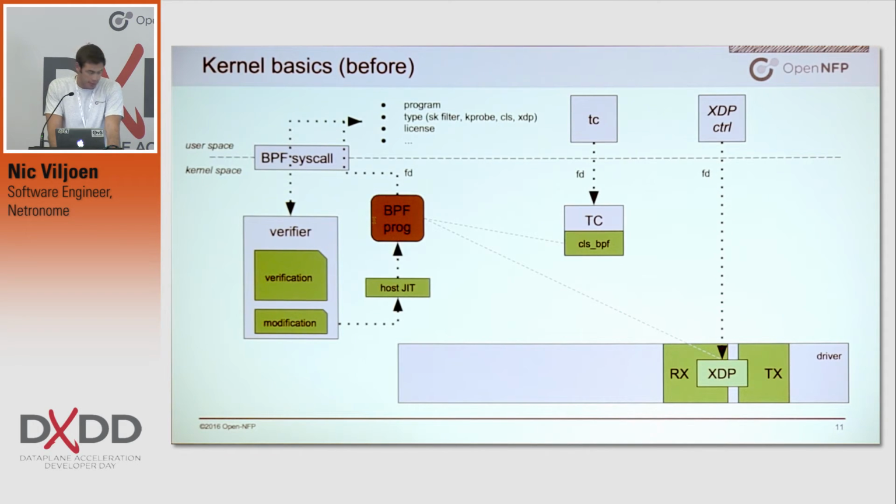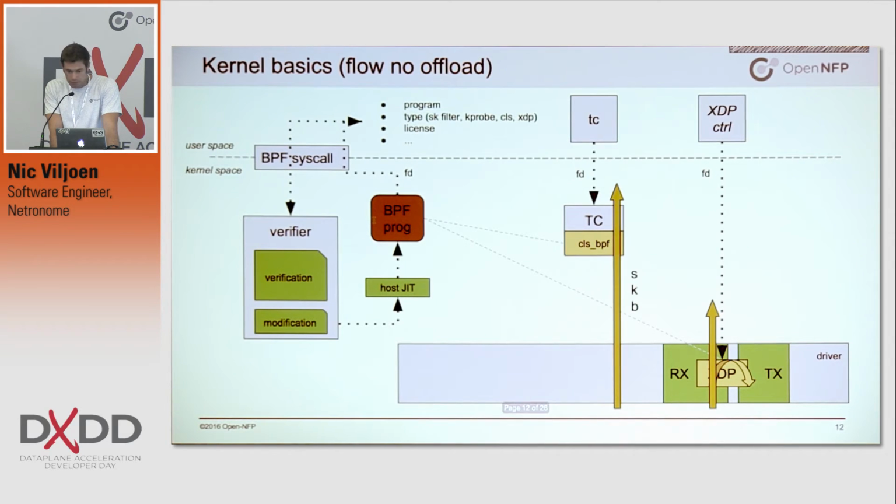So you had XDP, where you could run eBPF programs. You had TC, where you could run eBPF programs. You had the verifier, and you had the JIT. So this is what it looked like before. So I believe eBPF got pushed into the kernel in like 3.15. XDP came a bit later. So this is no offload.